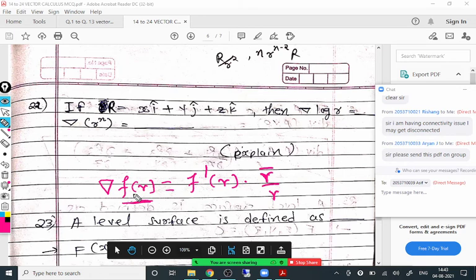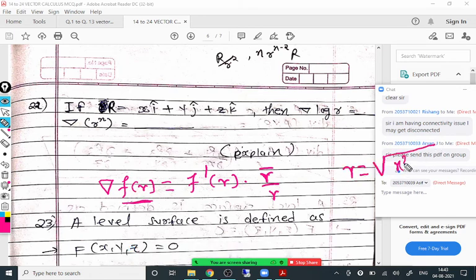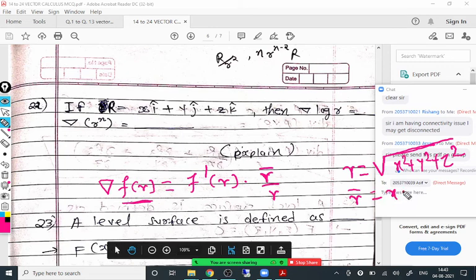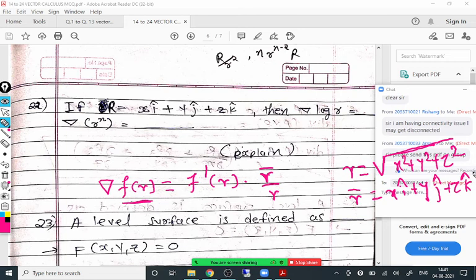What is r actually? r is the root of x square plus y square plus z square. r is the magnitude of the position vector, and r bar is xi plus yj plus zk. So if r bar is xi plus yj plus zk and r is this one, then the gradient of f of r is f dash r into r bar upon r.